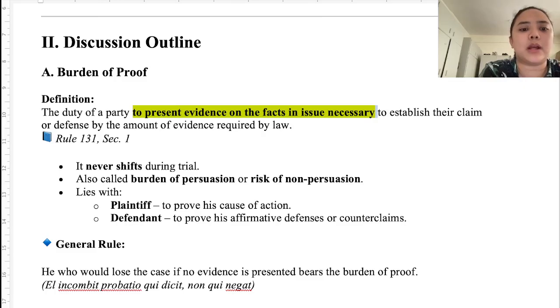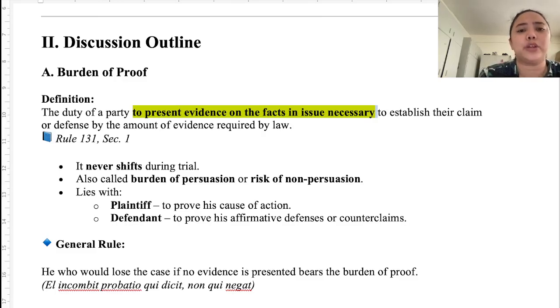Remember, class, it does not shift during trial. The burden of proof cannot be such that you, who are the plaintiff, now become the defense and you are the one who must prove. No, that doesn't happen. It does not change places during trial. I don't know if you can understand me. But there are examples later. So anyway, this is also called the burden of persuasion or the risk of non-persuasion.